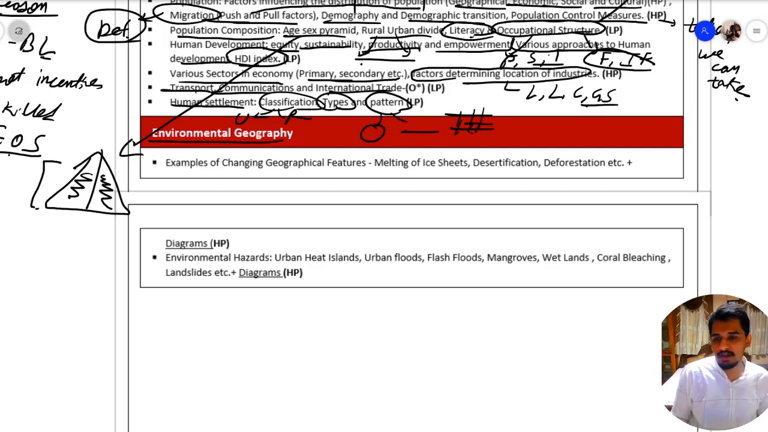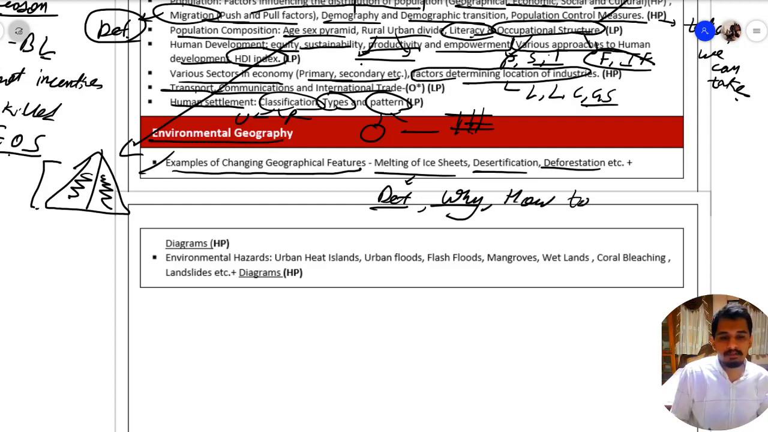Then we have environmental geography. In this, we have examples of changing geographical phenomena such as melting of ice sheets, desertification, deforestation. So you should know the definition of each one of them, why they are occurring in the first place, and how to mitigate them. This should be known to you, along with their diagrams if possible. Then at last, we have environmental hazards or environmental geography.